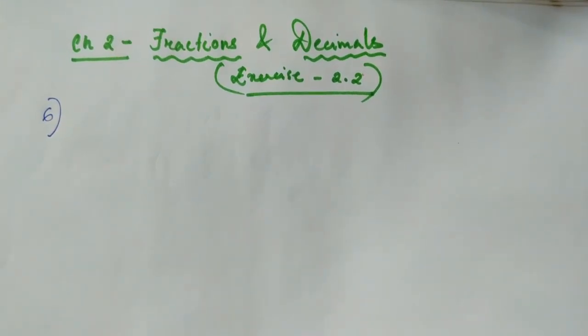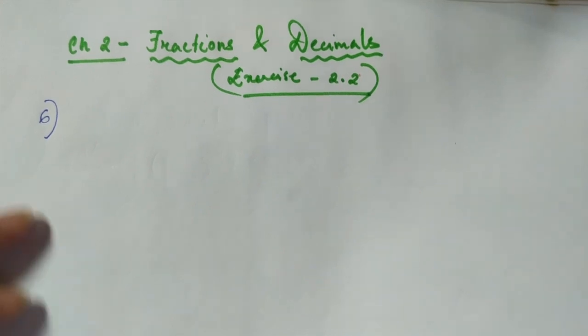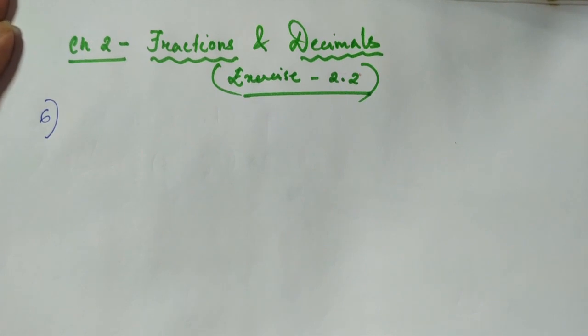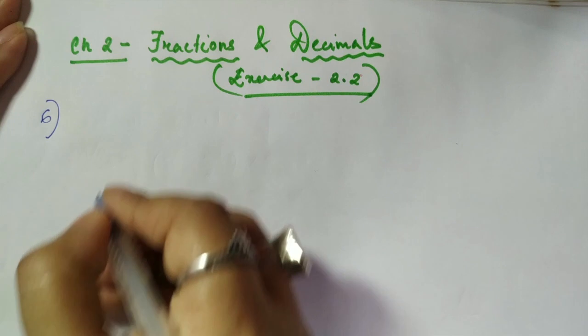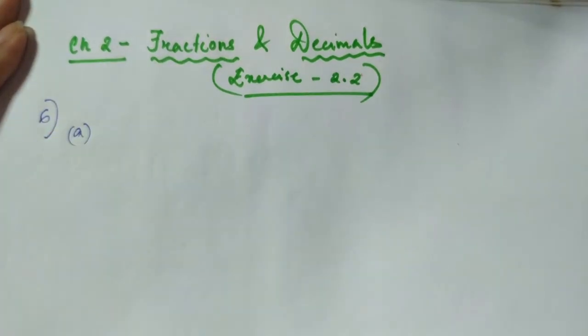It is given: multiply and express as a mixed fraction. So we have to multiply the given fractions and then the answer has to be converted into a mixed fraction. Question number 6 has many parts, A, B, C, D like that. Let us start with part A.